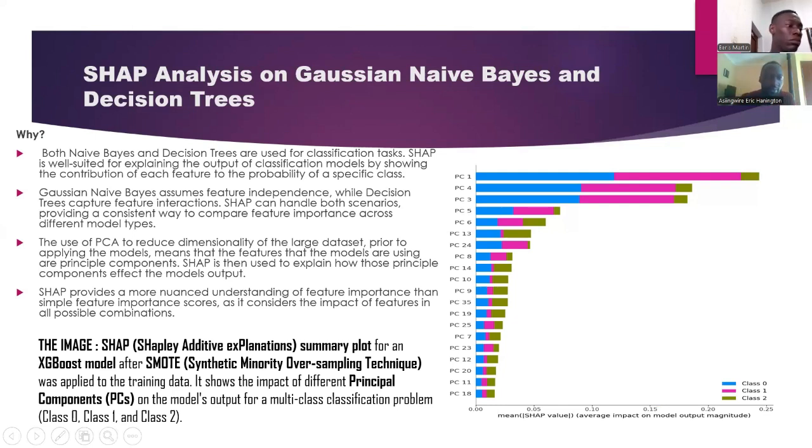We shall be talking about SHAP analysis on naive Bayes and decision trees. As we can see, we have a plot on the side. That was the SHAP analysis summary plot. This was applied on the training data and it shows the different principal components, PCs. Then on the model, there's the output of the classification of the different PCs.